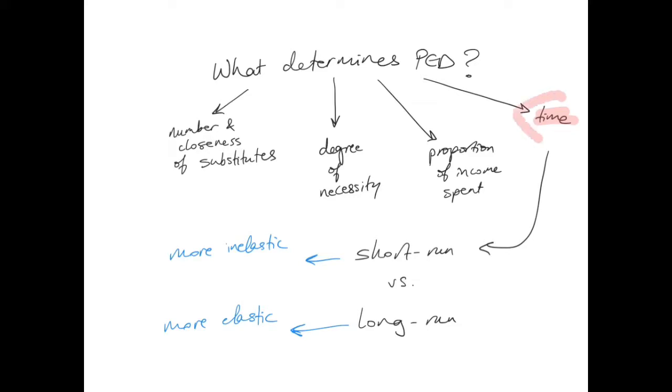And the last determinant is time. Basically, in the short run, consumers take time to adjust their spending habits. So in the short run, because consumers' habits are likely to continue for a period of time, demand is very inelastic in the short run. But in the long run, as consumers search for cheaper alternatives and alter their spending habits, demand generally becomes more elastic.